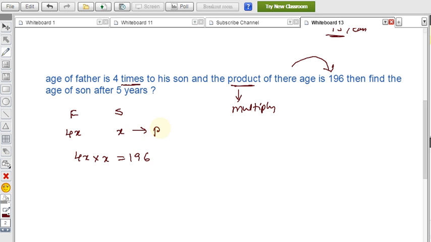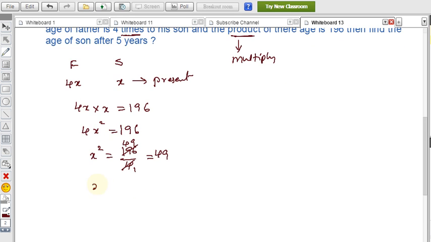Now this is the present. 4x into x, 4x squared, is equal to 196. x squared is 196 by 4. Just do the division. 4 fours are 16, 4 nines are 36, so 49. x squared is 49. So 7 sevens are 49. x is equal to 7. The x value we got is the present age of the son. Now according to the problem, after 5 years, that is 7 plus 5, so 12 years is the answer for our problem. After 5 years, the age of the son is 12 years.